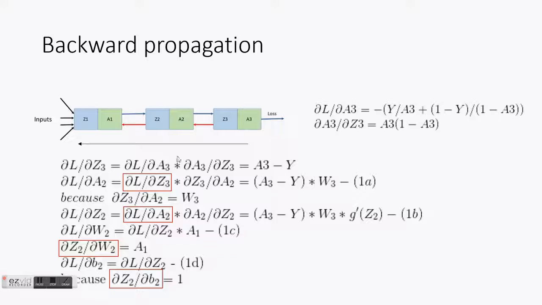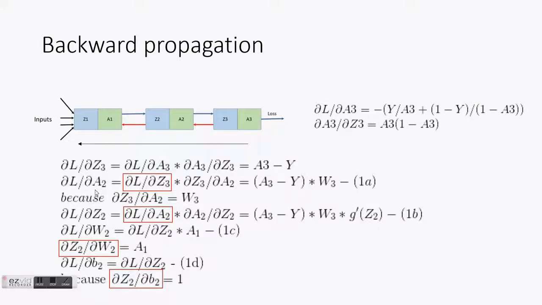If I take this, we have already seen that dou L by dou Z3 is dou L by dou A3 into dou A3 by dou Z3. Dou L by dou A3 is the derivative of the log loss, which will be minus y divided by A3 plus (1 minus y) divided by (1 minus A3). And dou A3 by dou Z3, for a sigmoid activation function, is A3 into (1 minus A3). Hence, if I multiply these two terms and reduce, I get A3 minus y.